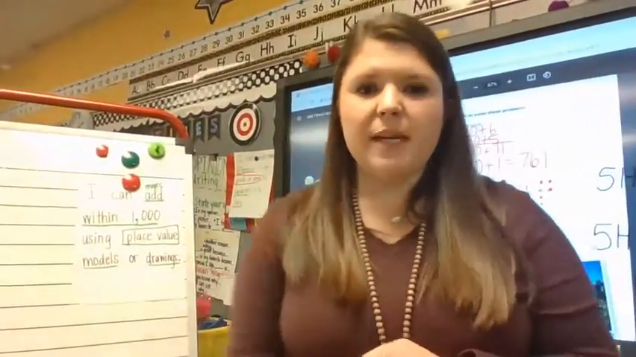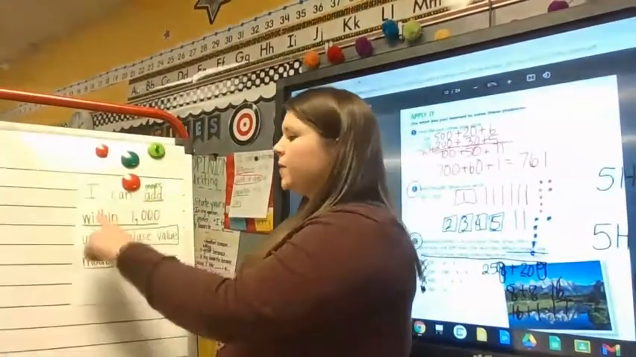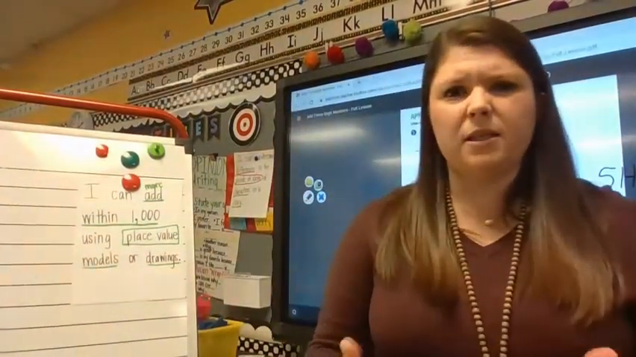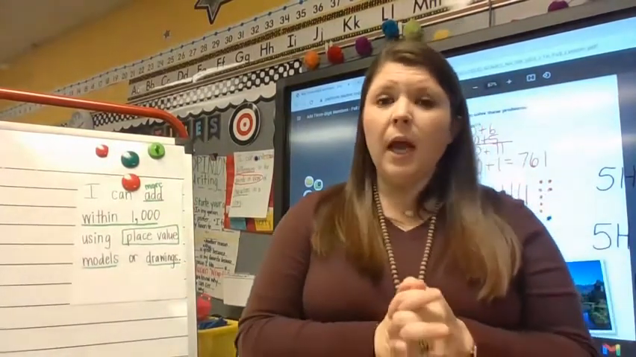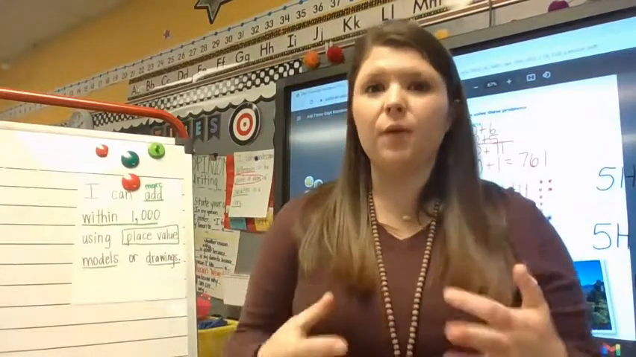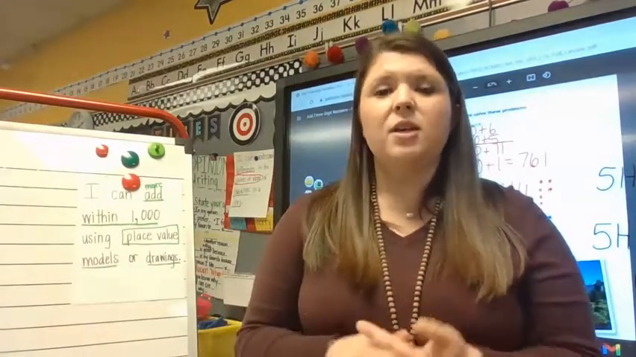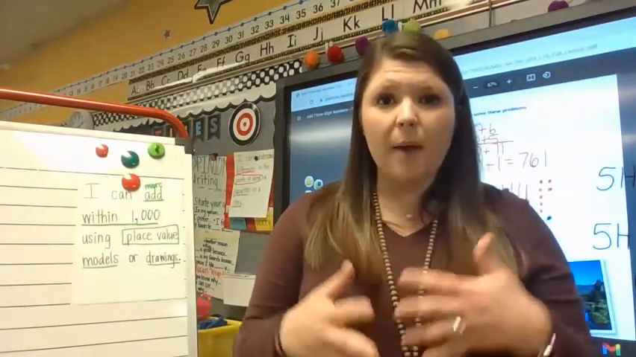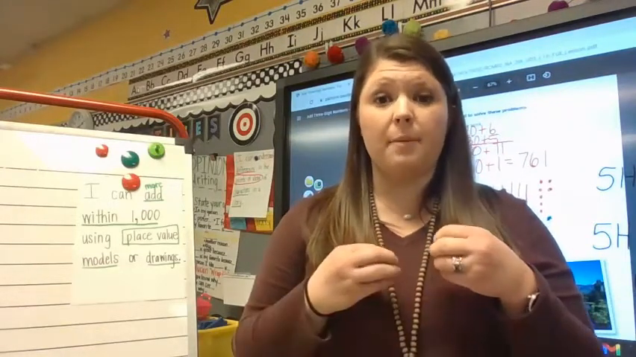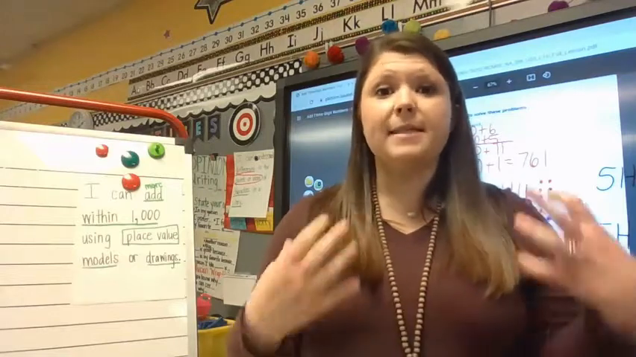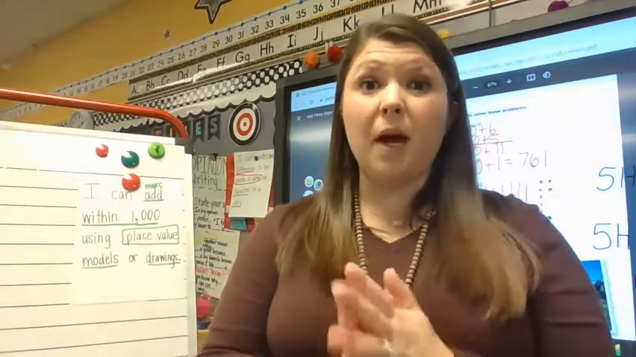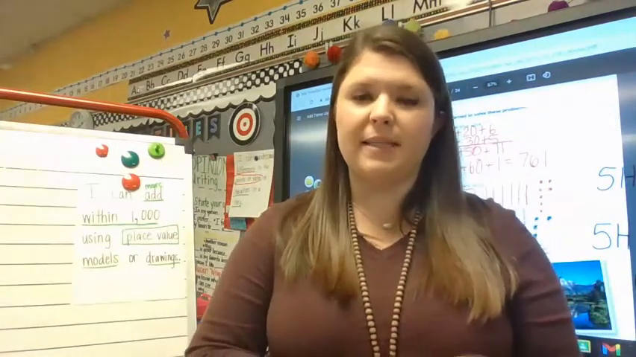All right, guys, let's reflect back on our learning target. I can add within 1,000 using place value models or drawings. I know that this is new, and we're not used to looking at the hundreds and adding those, but I know that you can do this, okay? Just make sure that if you need to draw that picture or use that online base 10 model, do that, okay? Seeing these numbers is really going to help you to be able to combine those, and especially when you need to see the regrouping.